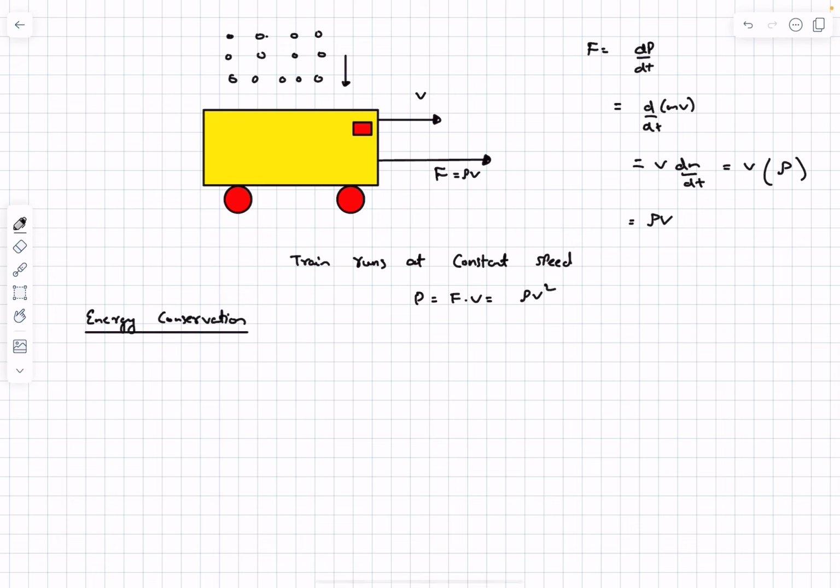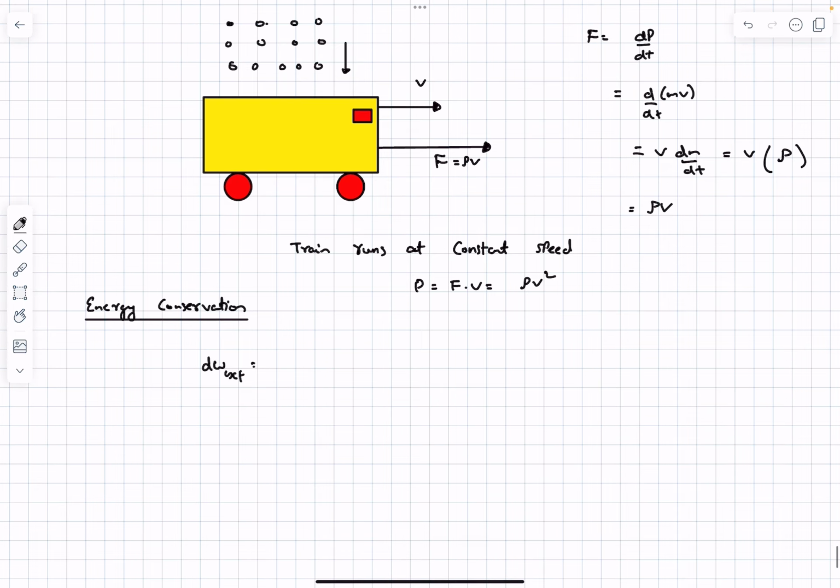Let's try to find the same answer with the help of energy conservation. So by using the differential form of the work energy theorem, we can say that the small work that the external agent has to do equals a small change in kinetic energy of our train. If I divide both sides by dt, so as to obtain the rate of doing work, this translates into the power that we have to deliver, and this would simply be equal to the time rate of change of our kinetic energy. So this would be d by dt of half mv squared, and that is simply going to be half rho v squared.